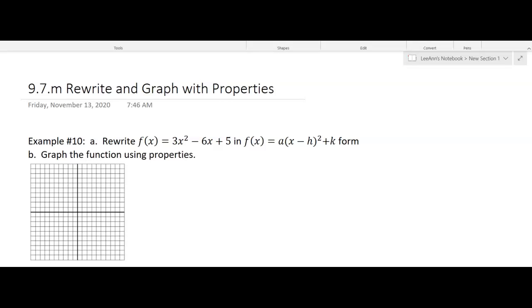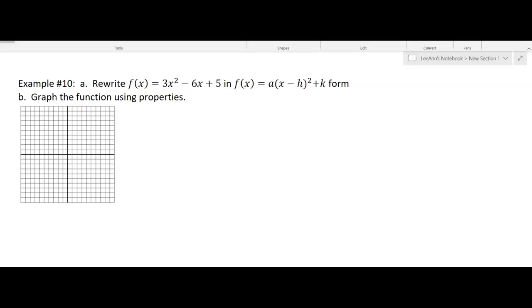So we're going to graph this quadratic function, and we're going to use the form and the properties, so it's kind of the best of both worlds. Okay, so first we got to get it in the form. So we have f of x equals 3x squared minus 6x plus 5. Okay, so set the 3x squared minus 6x aside, and put that 5 down there.